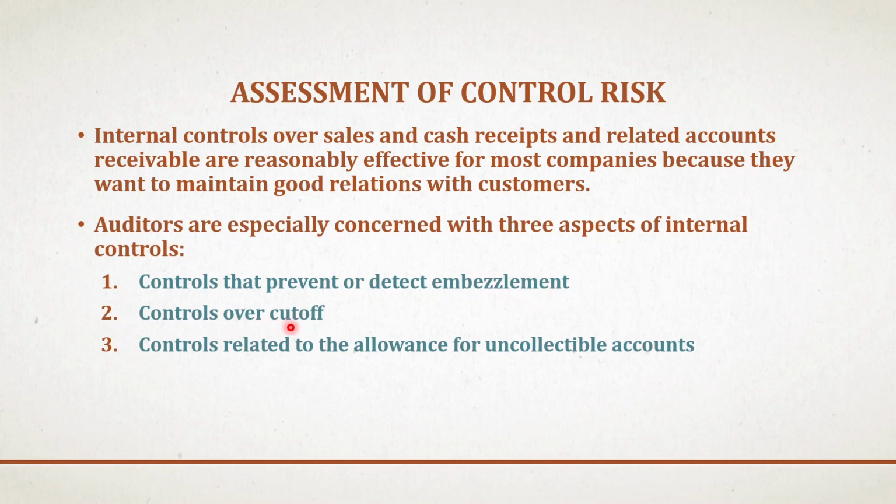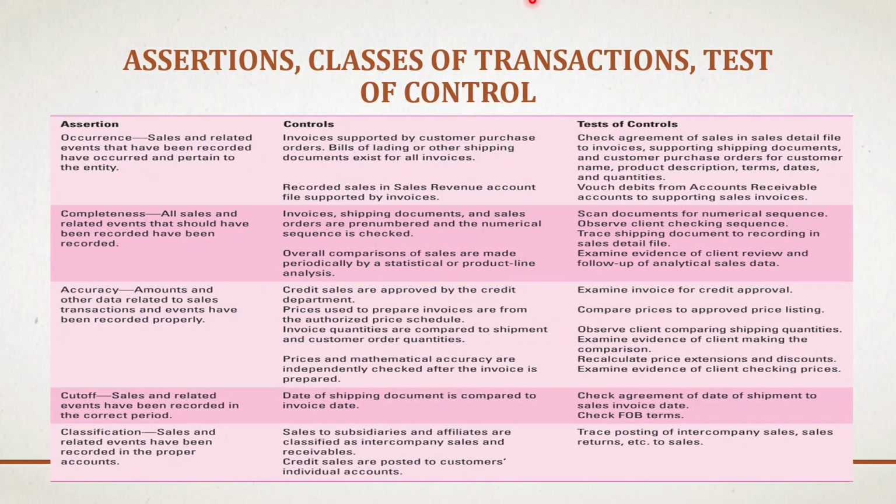It would ensure the proper cutoff, that means the timing of how you recognize your revenue and the rest of the accounts receivable and so on. At the same time, very important, we want to ensure that there will be proper allowance of uncollectible accounts, because this would affect the valuations of the account receivable, which is assets in the financial position. This is an example of assertions, client assertions, and what are the controls that you have in the business process. And in order to do the test of control, these are the procedures that we do.